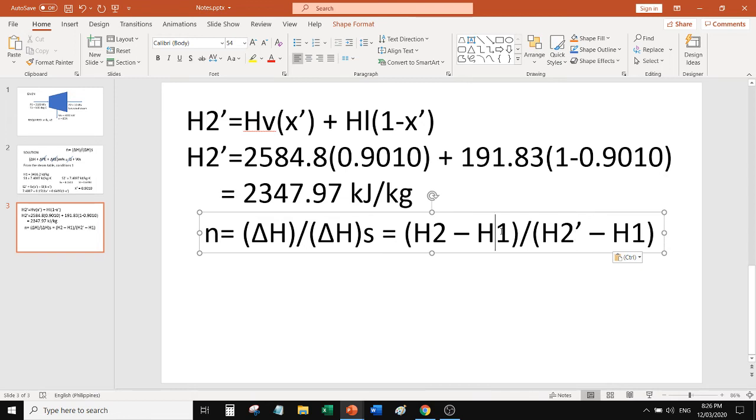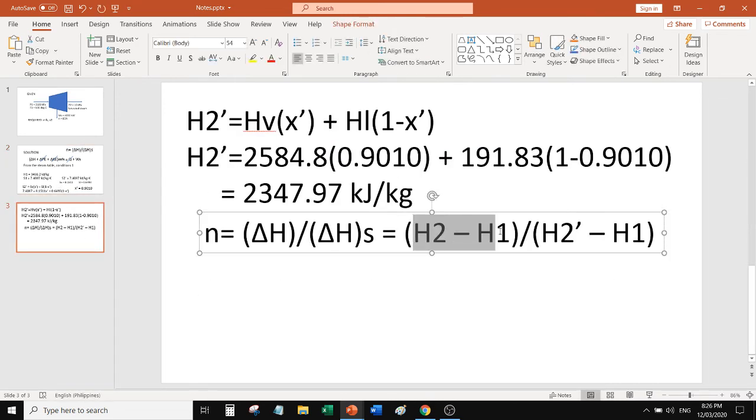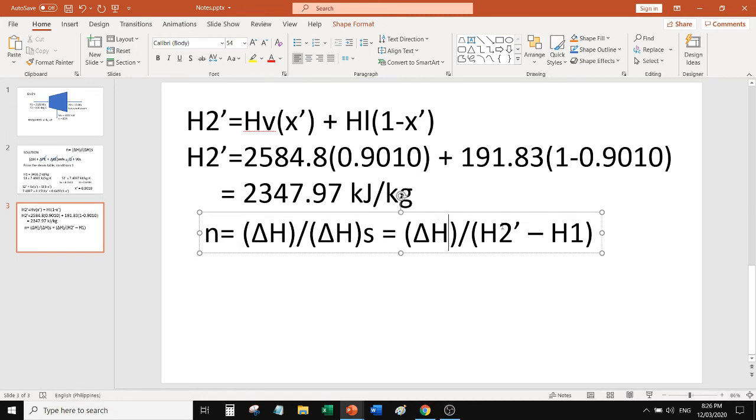So, known yung H1, known yung H2 prime, nasolve natin. Known na tong H1 dito, given yung efficiency. Ang unknown na lang yung H2. Or pwede mo pa lang i-retain na lang to na delta H kasi yun naman yung gusto mo. Delta H actual, yun na yung unknown mo.